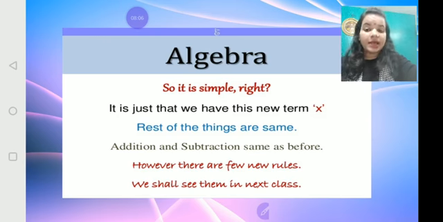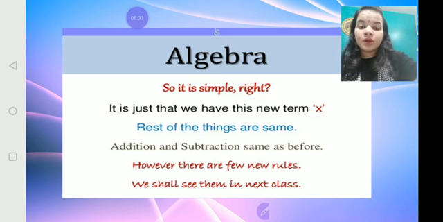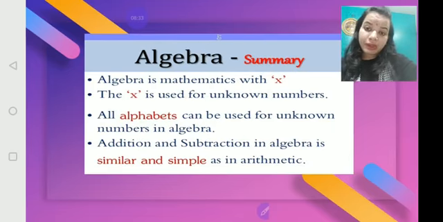Remember this thing, children. As you were doing addition and subtraction with numbers, in the same way you can do addition and subtraction in algebra also. So it is very simple, right? It's just that you have this new term x, the rest of the things are the same. Addition and subtraction are the same as before, right? But there are a few new rules which we will be seeing in our next classes. Okay, so don't get confused, children. You just have this new term x.